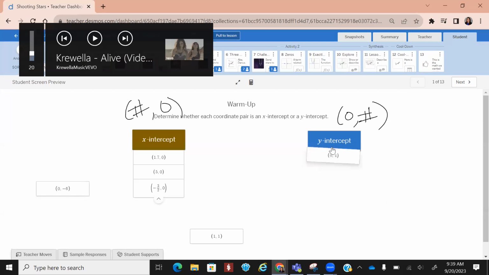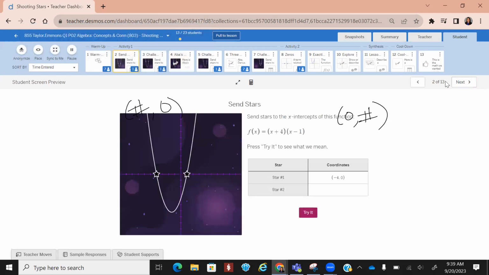So 0, 4 and 0, -6. And that 1, 1 is just going to be chilling by itself. Okay. Sometimes there's no answer. Does that make sense? All right. Looking at the next slide.